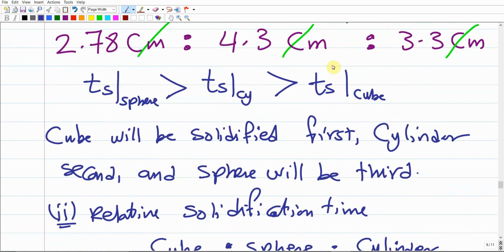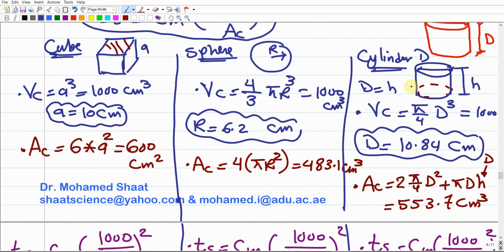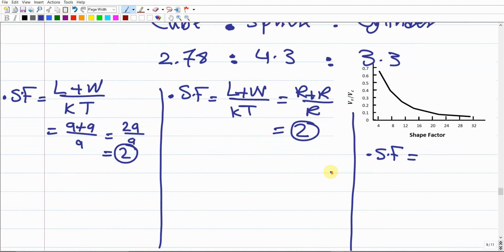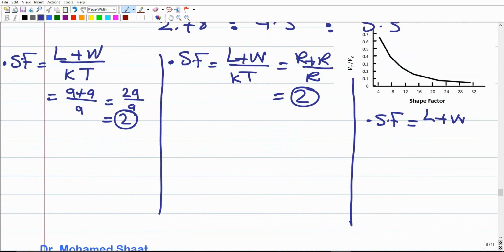For the slender cylinder, the W and T will be D, and the height will be L. The L will be the height. So this is going to give us the shape factor as (L + W) over T, and K definitely will be 1. The L will be the height, which is D, and W will be D, and T will be D. So the shape factor will be 2 as well.